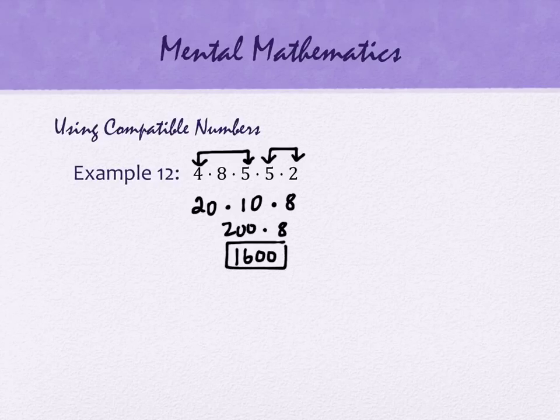Okay, so let's say you didn't actually think, oh, I'm going to multiply the 4 times the 5. You started with an 8 times 5. That's okay. That's going to give you 40, and then you're going to have a 40 times 4. So you're going to get 160 times the other 10 would be 1600. So the order isn't so important. It's just to notice what's compatible.